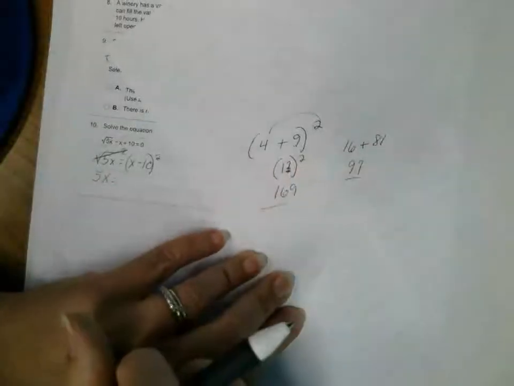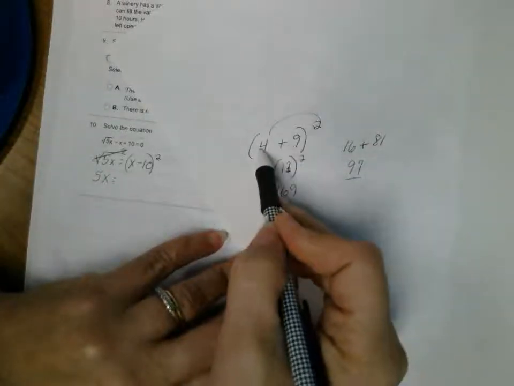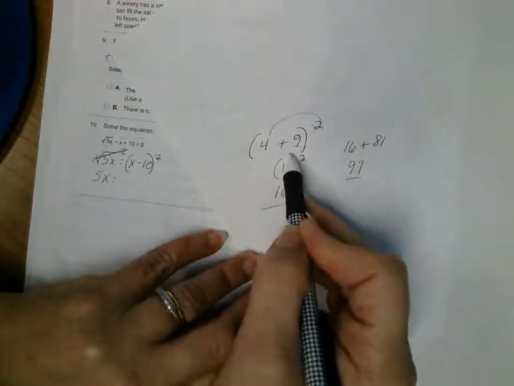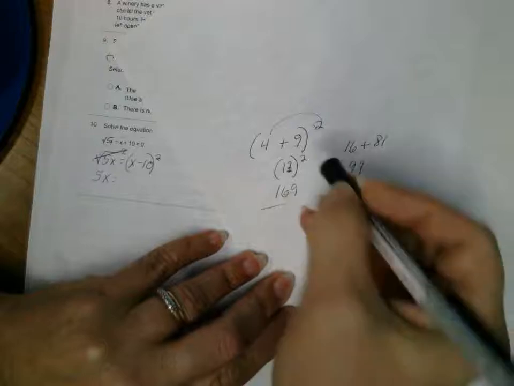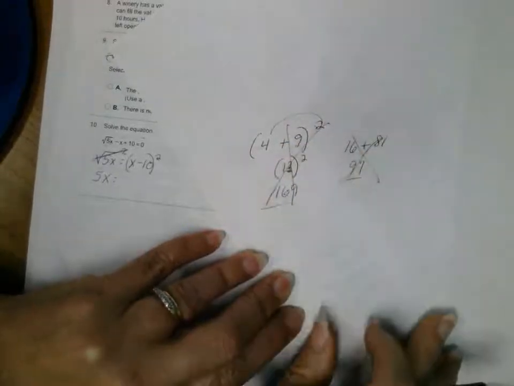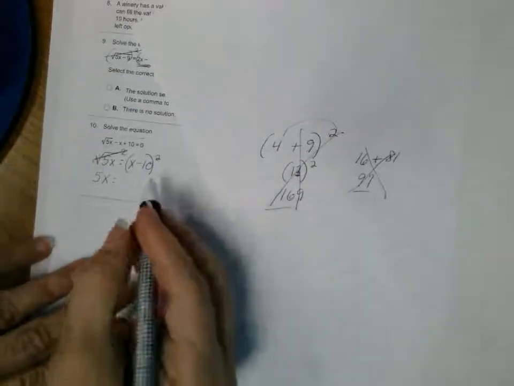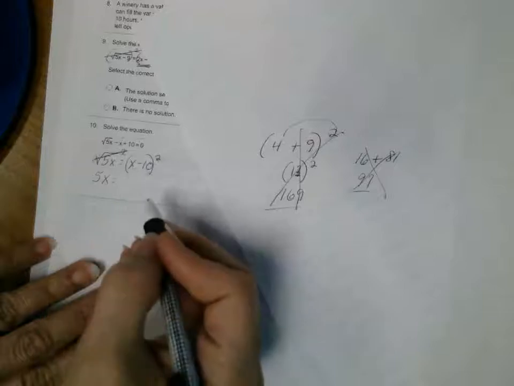So not the same. We can't just square this and square that and get the same answer as what it would be if we worked it out. That'd be 13 squared, 169. So squaring does not distribute. So what are we to do? Oh, I've got such a mess on this page from the last video. But we have to FOIL this actually, or use the squaring pattern.